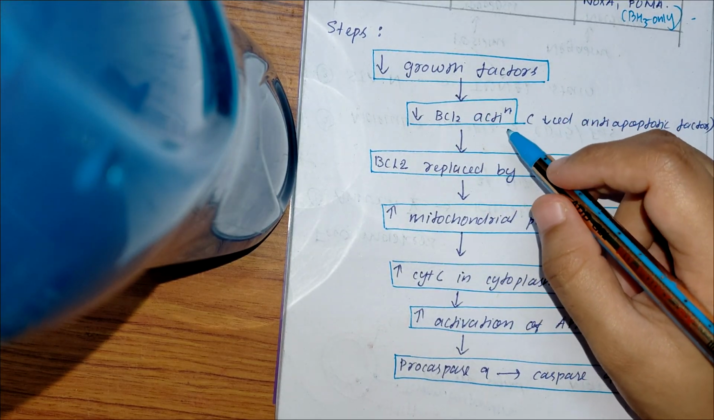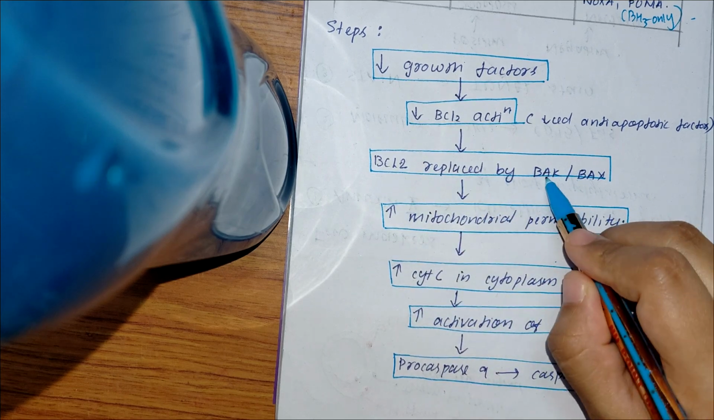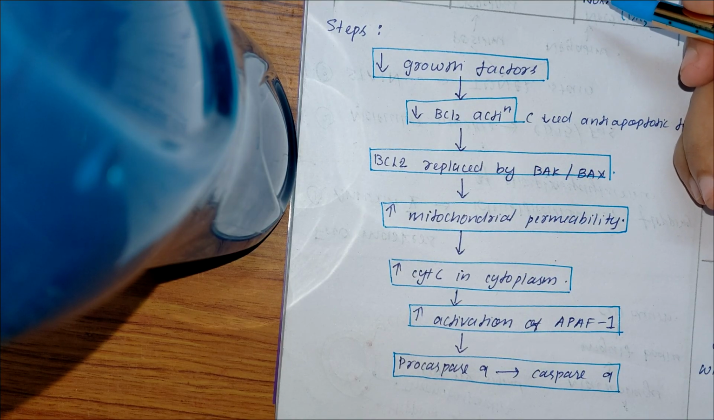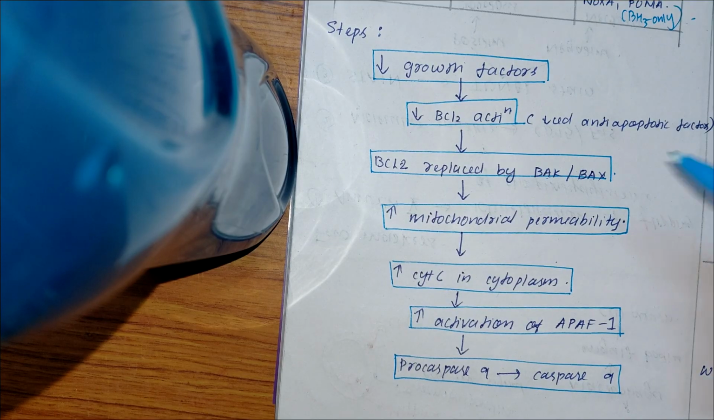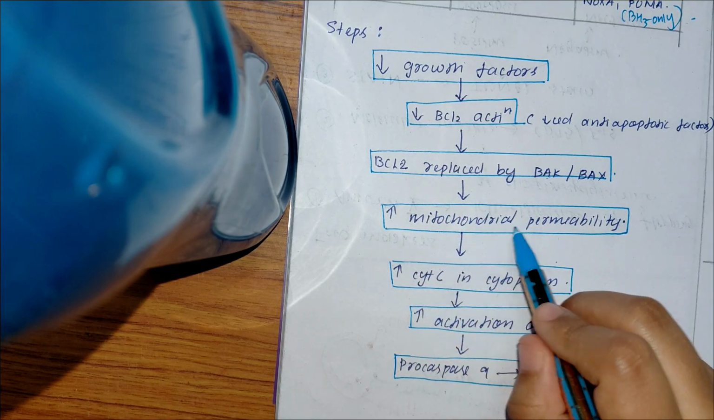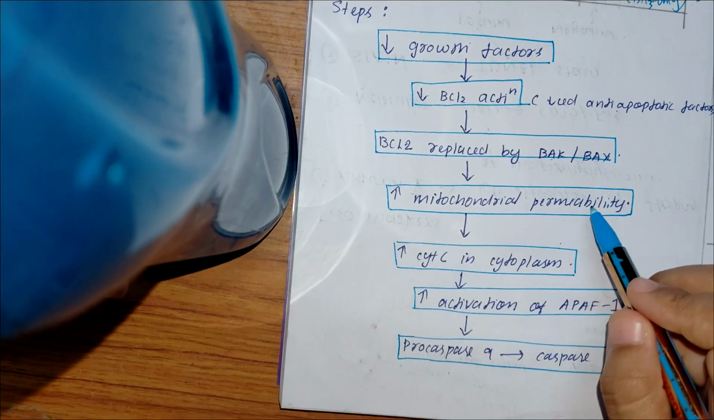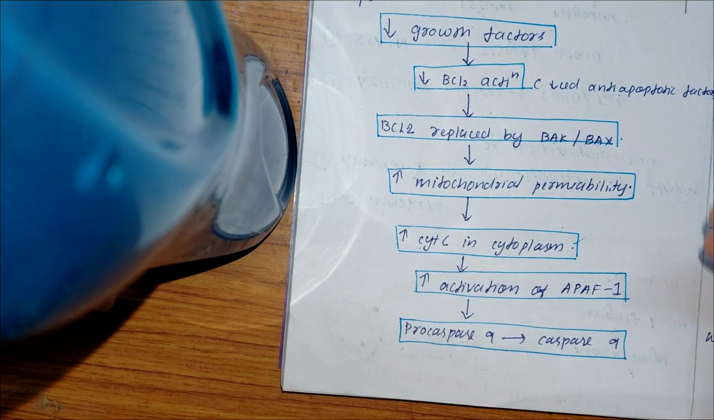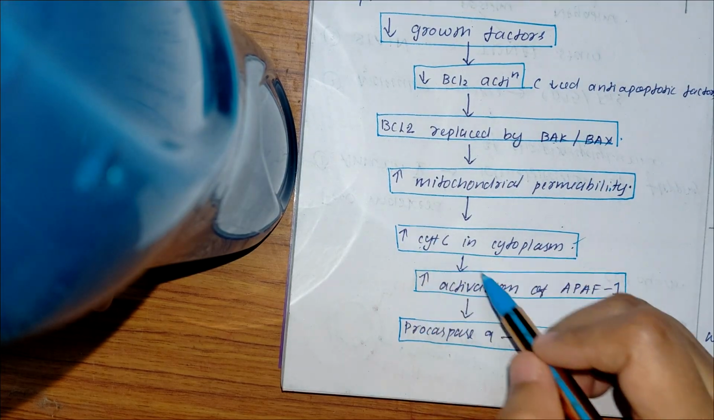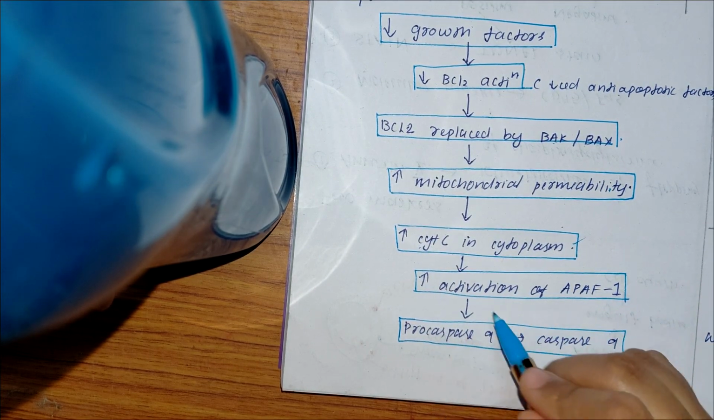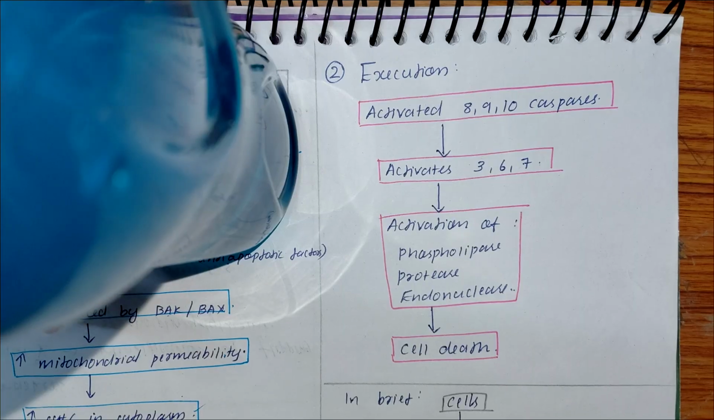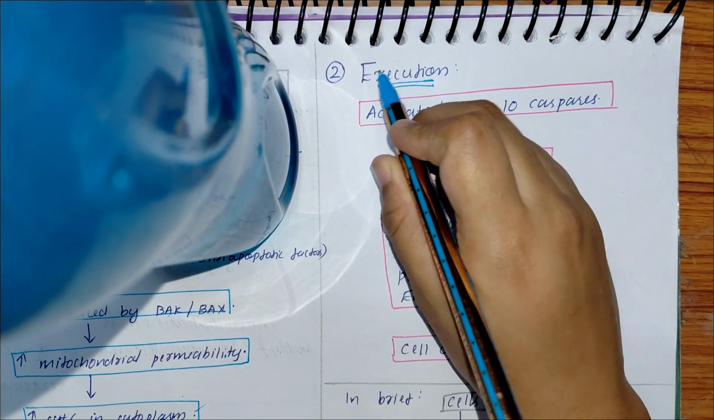Now since it is getting decreased, BCL2 gets replaced by BAX and BAK. These are pro-apoptotic factors. Pro-apoptotic factors will induce, increase or promote apoptosis, right? So this will lead to increased mitochondrial permeability, and due to this there will be increased efflux of cytochrome C from the mitochondria into the cytoplasm, and it will combine with APAF1 and convert pro-caspase 9 to caspase 9.